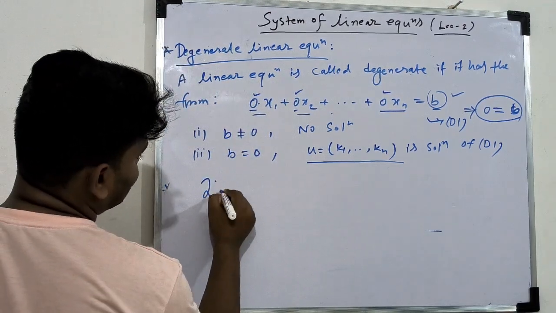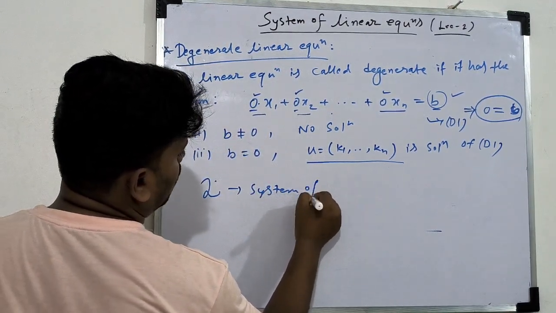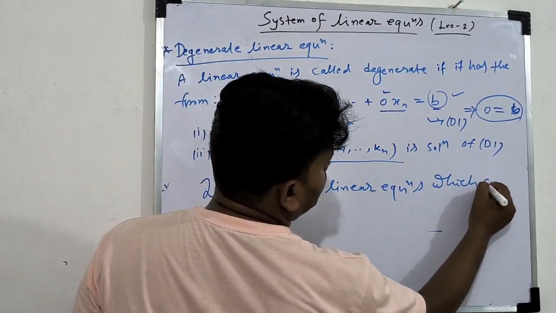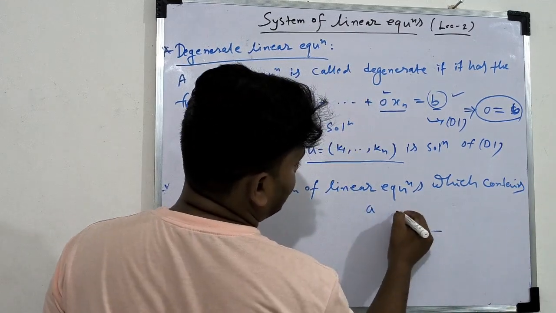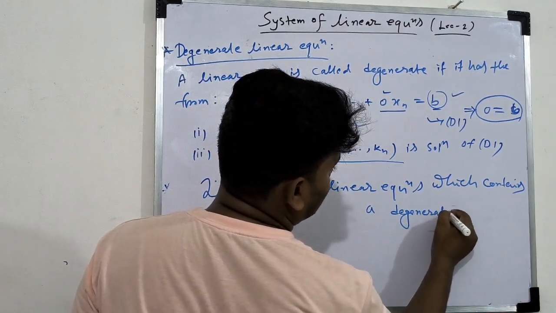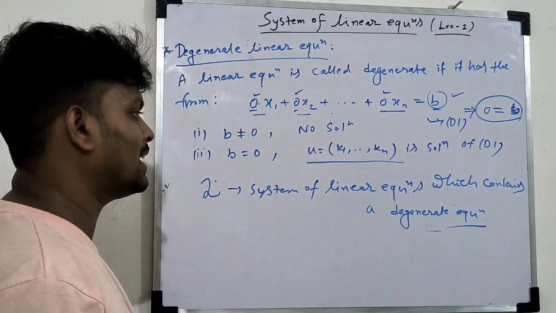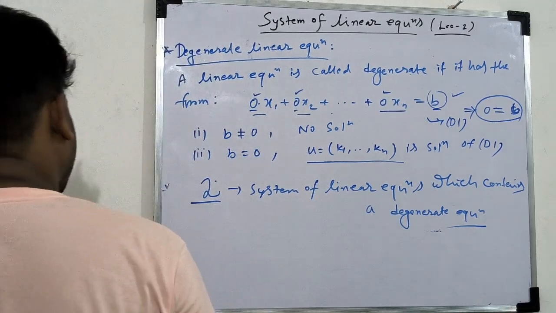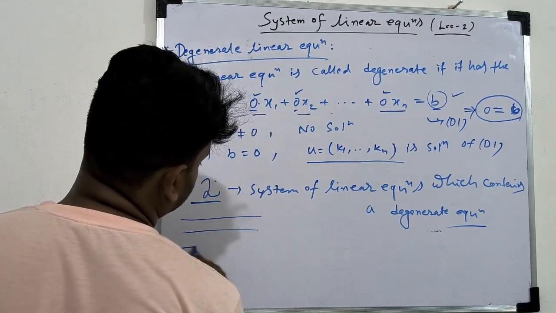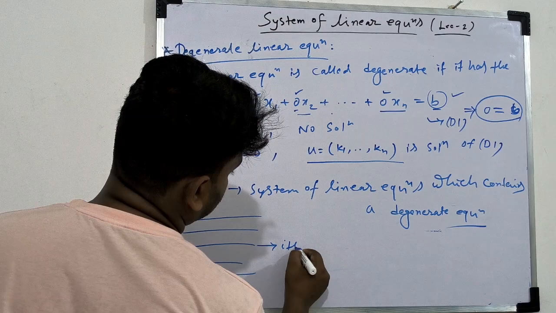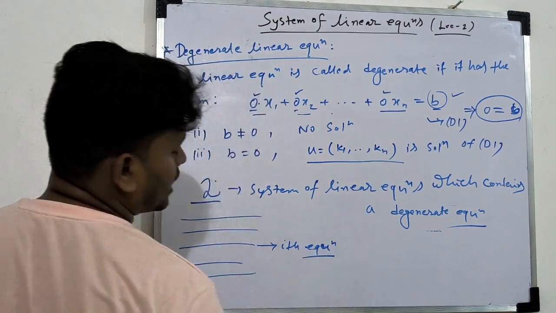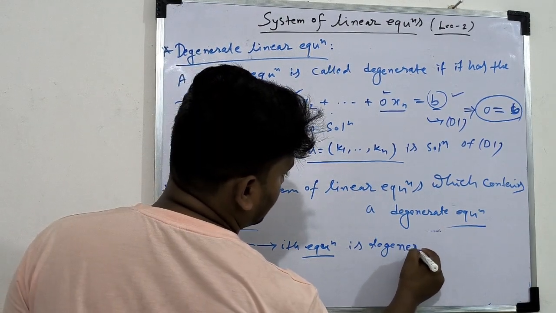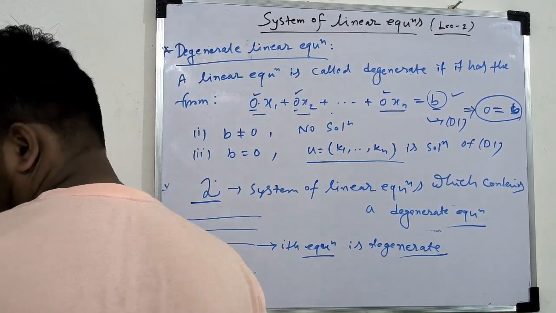So if we consider L as a system of linear equations which contains a degenerate equation, then how will we solve this system of linear equations which contains a degenerate equation? So suppose there are m equations, and the ith equation, obviously we are talking about linear equations, this ith linear equation is degenerate. So then what will happen?